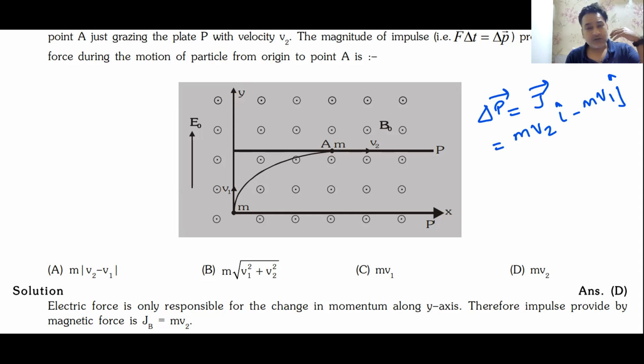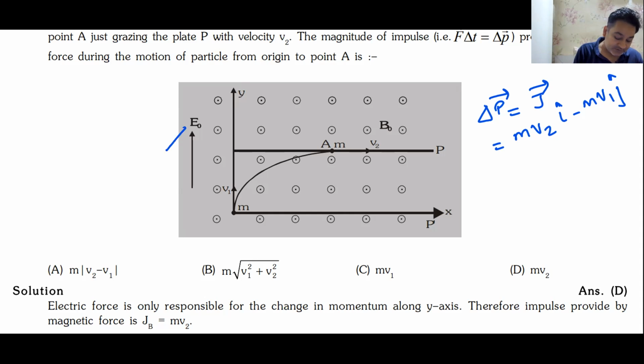But they are not asking the total change in momentum or the magnitude of total impulse. They're asking only about the impulse provided by the magnetic field. Now, how do you find the impulse provided by the magnetic field? Remember, magnetic field does not change the speed. It only changes the direction of velocity. Now again, that will become confusing because you say, sir, if it is only changing the direction of velocity, how will I find out the change? You can see the change in direction is 90 degrees, but how will I write the impulse in terms of 90 degrees? Well, there is a small thing that you have to remember.